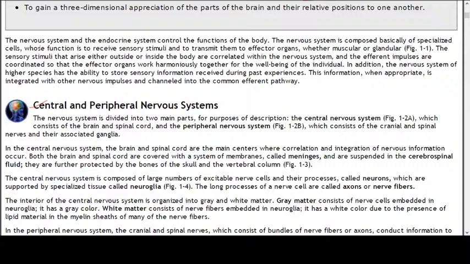The nervous system and the endocrine system control the functions of the body. The nervous system is composed basically of specialized cells whose function is to receive stimuli and transmit them to the effector organs. Obviously those are called nerves, I know that.